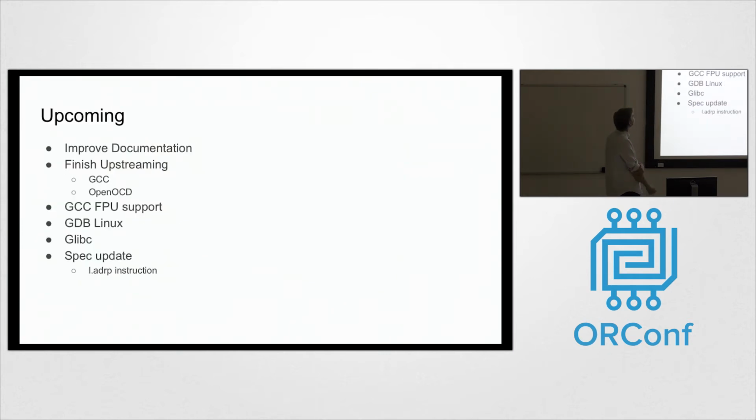So that's about it. Upcoming, I want to improve the documentation still, finish the upstreaming for GCC and OpenOCD, and get the FPU support working. Also GDB running in Linux. Currently GDB runs, but it's bare metal. A few people are asking for it. If you're running an OpenRISC CPU with a full Linux distribution, can you run GDB in Linux? That doesn't work yet. And there are some more spec updates for some new instructions that Richard has thought of that we might be adding.